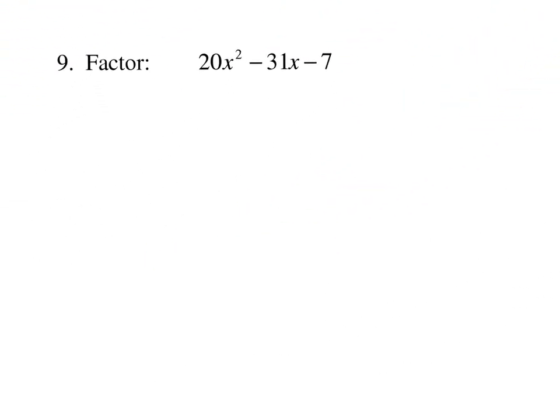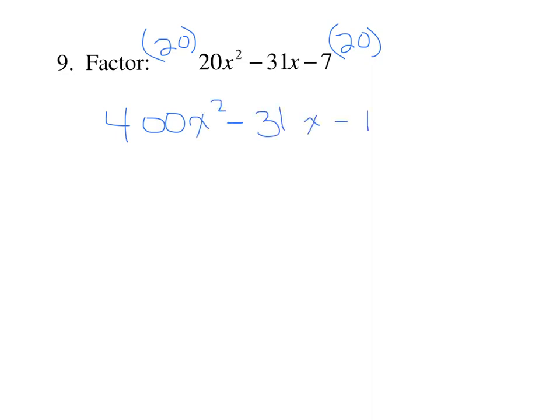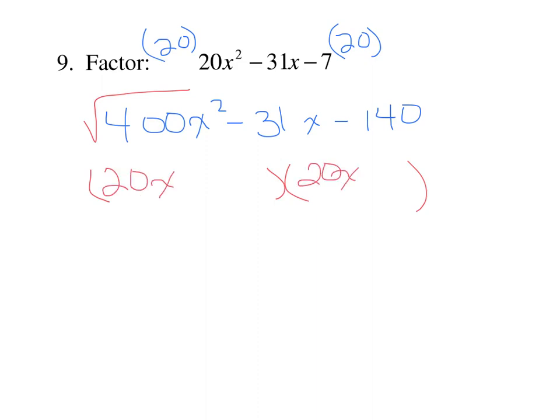All right, 20x squared minus 31x minus 7. The 20 is not common, so we're going to start by multiplying the first term and the last term by 20. 20 times 20 is 400, so we have 400x squared minus 31x minus 7 times 20 is 140. Square root the first term. The square root of 400x squared is the same thing that you multiplied to get the 400, 20x. The first sign comes down. Multiply the two signs to get the second one. Negative times negative makes positive.